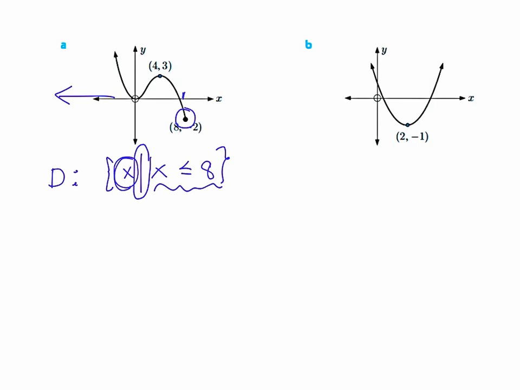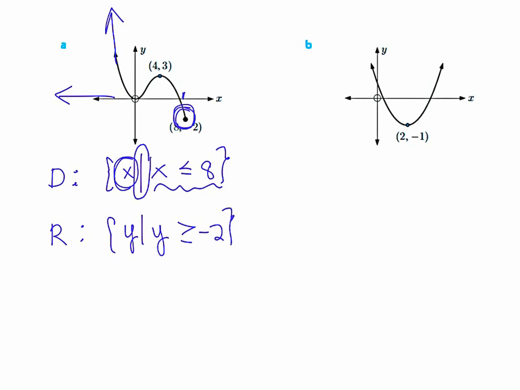Alright, what about for the range? Range is all of my possible y values, and it looks like the y value goes on forever on the positive side. But what about over here? We have -2, and then it goes up. So it will be y such that y is greater than or equal to -2.